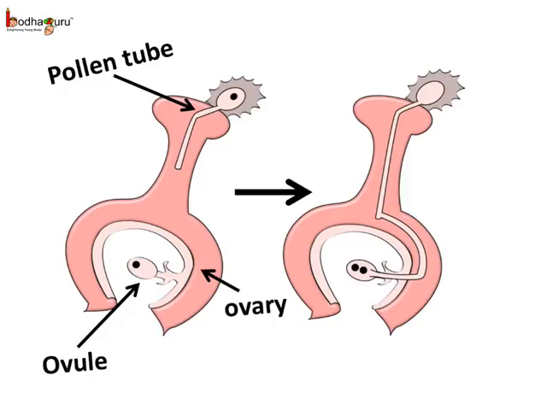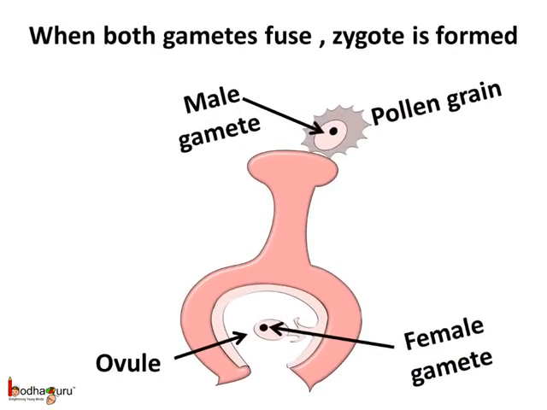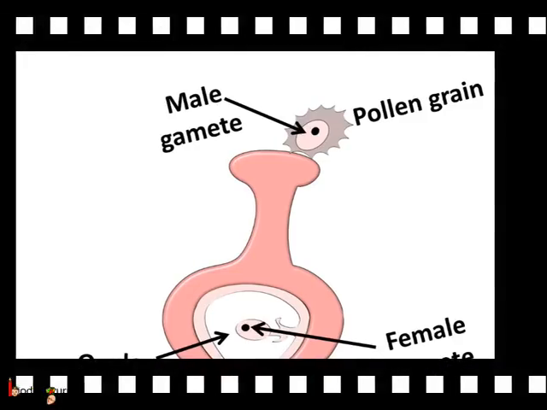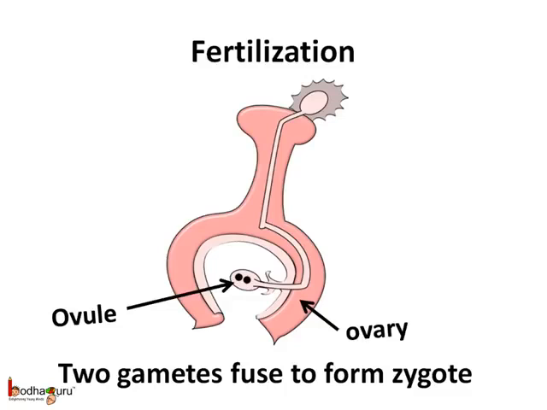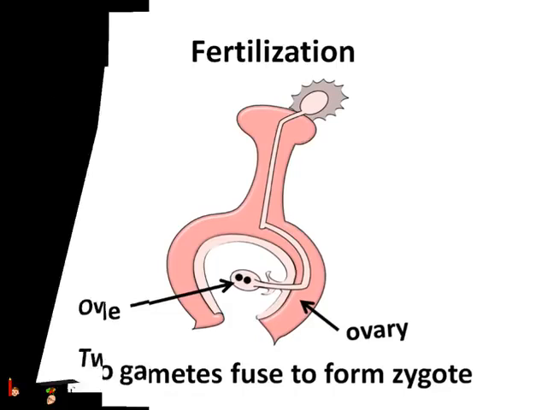Then the male gamete and the female gamete fuse together to form zygote. So when two different types of gamete cell fuse, the zygote is formed and this zygote grows into an embryo. As the pollen grain comes from the male part of the flower, it consists of the male gamete and the ovule consists of the female gamete. This process of fusion of male gamete and the female gamete to form a zygote is called the fertilization.